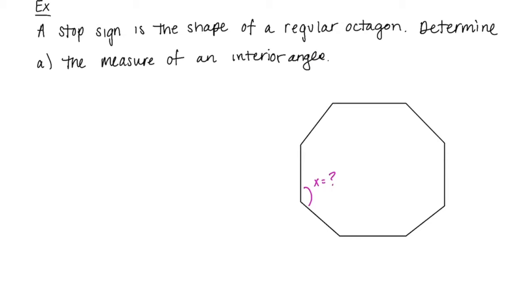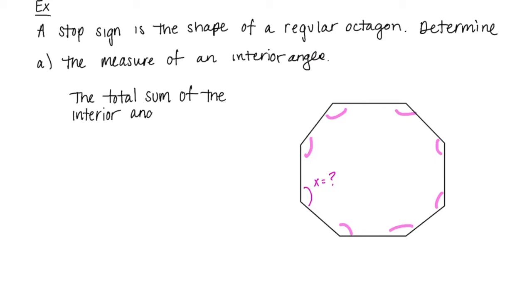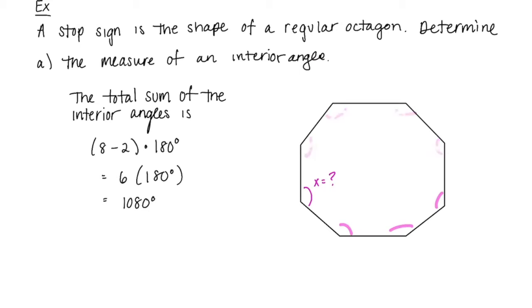What I do know is I know the sums of every angle. Okay, so the total sum of the interior angles is the number of sides, which is 8, minus 2 times 180 degrees. So it's 6 times 180 degrees. My total sum is going to be 1,080 degrees. Okay, but they tell us it's regular, so every side length is the same.